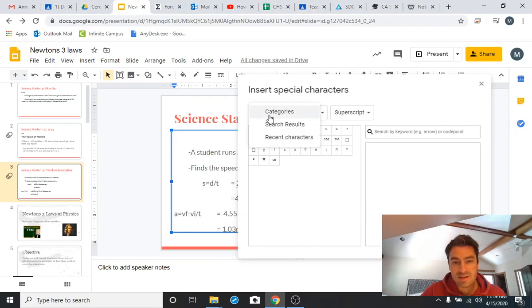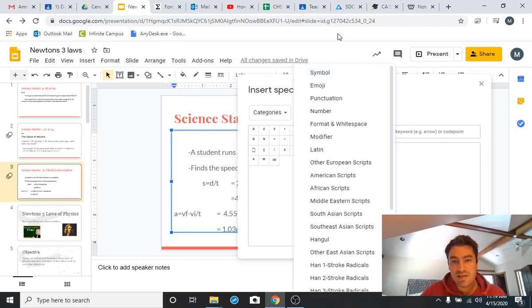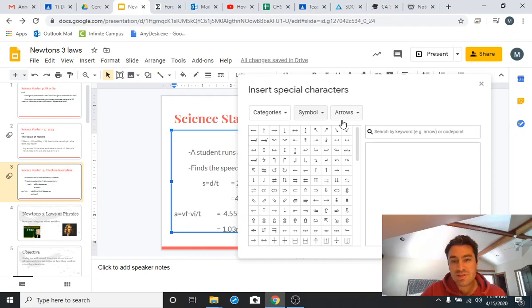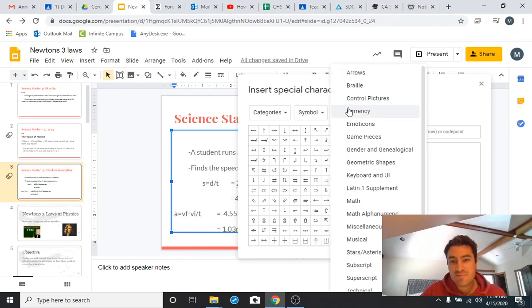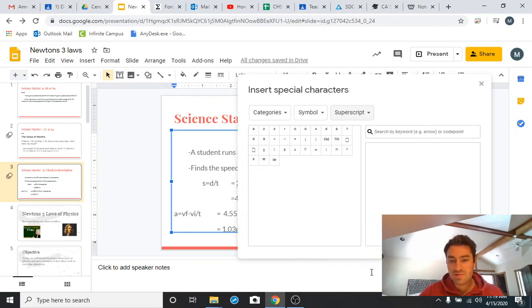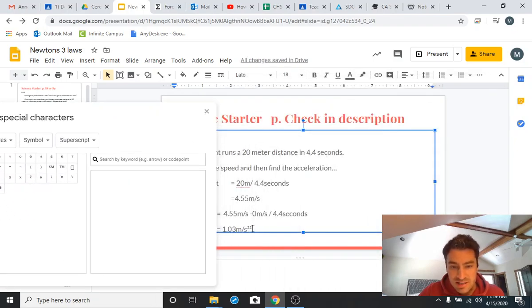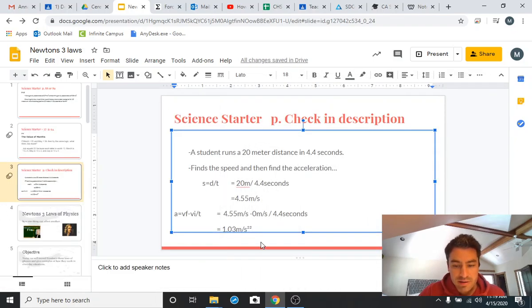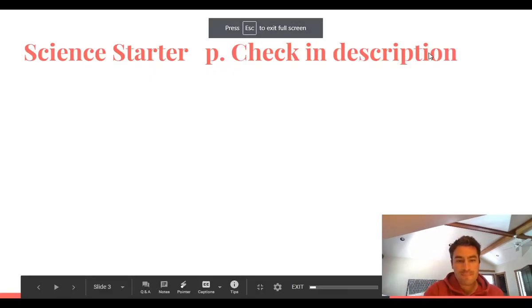This is the categories. It's already up because I just did it. You'll need to change it to symbols, and then in the symbols, this is a superscript. It's super because it's up above. It's like flying up above. Subscripts are down below. So superscript, and then I can click the 2, and I can move this aside, and yes, I did indeed write another to the second power. So that's your answer, you guys.